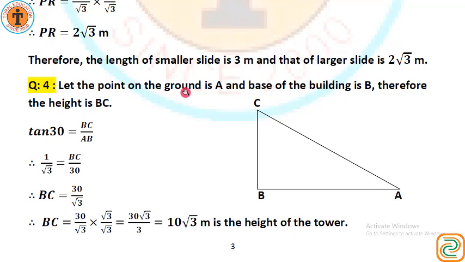Let the point on the ground be A and the base of the building B. Therefore, the height is BC. So tan 30 equals BC upon AB. Then tan 30 is 1 upon root 3, equals BC upon 30 because AB is 30. BC remains here and 30 goes there. 30 upon root 3. Again rationalize. Root 3 into root 3 is 3. 3 tens are 30 and we have got 10 root 3 meter, the height of the tower.